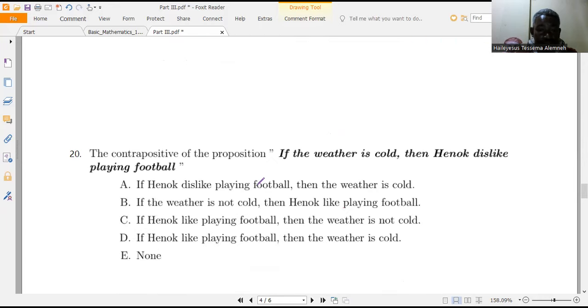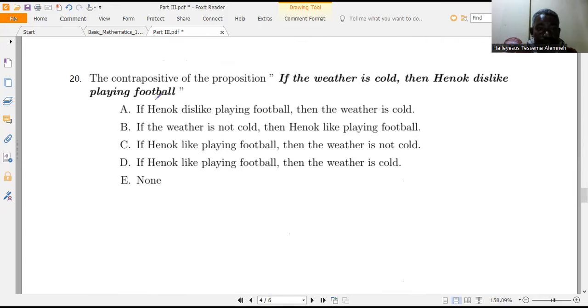The other one is the contrapositive. The contrapositive of the proposition: if the weather is cold, then Enoch dislikes playing football. So the contrapositive of the proposition P implies Q.